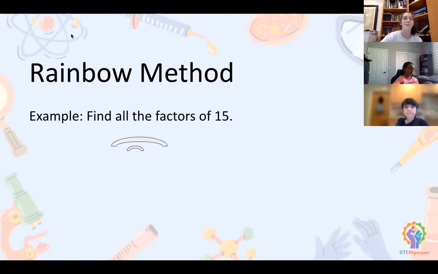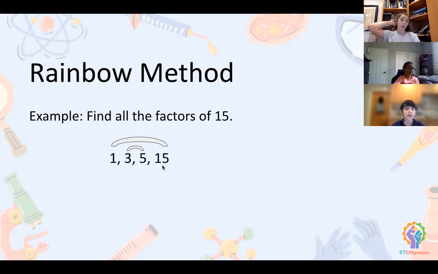Okay, so one method is called the rainbow method to find what the factors are. So what are all the factors of 15? 5 and 1. 3, 5, 1, and 15. Yeah, exactly. So 1, 3, 5, and 15.